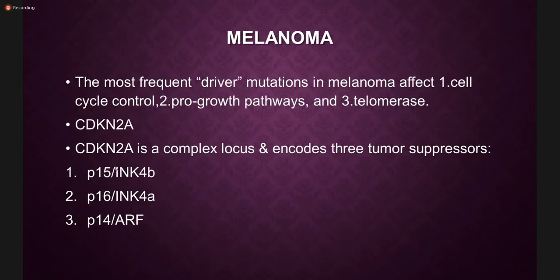In melanoma, this gene or complex locus is affected, and it encodes three tumor suppressor genes. So this locus, CDKN2A, is mutated and it encodes three tumor suppressor genes: P15 INK4B, P16 INK4A, and P14 ARF. So three tumor suppressor genes are encoded through this single complex, and these include P15, P16, and P14.